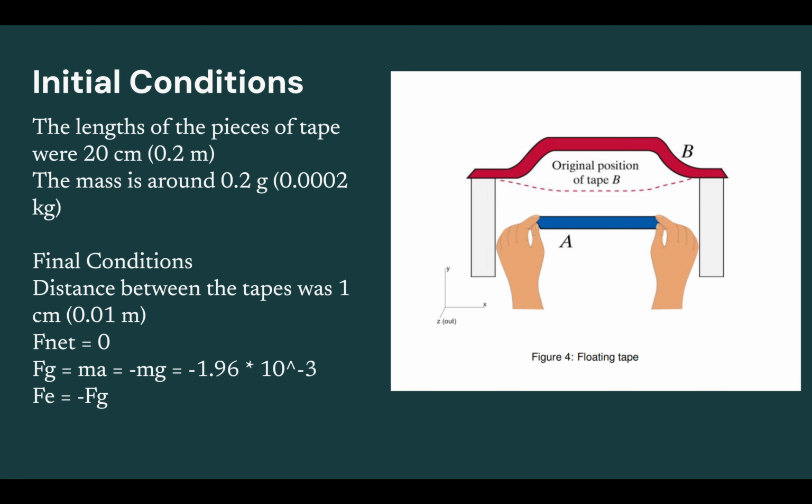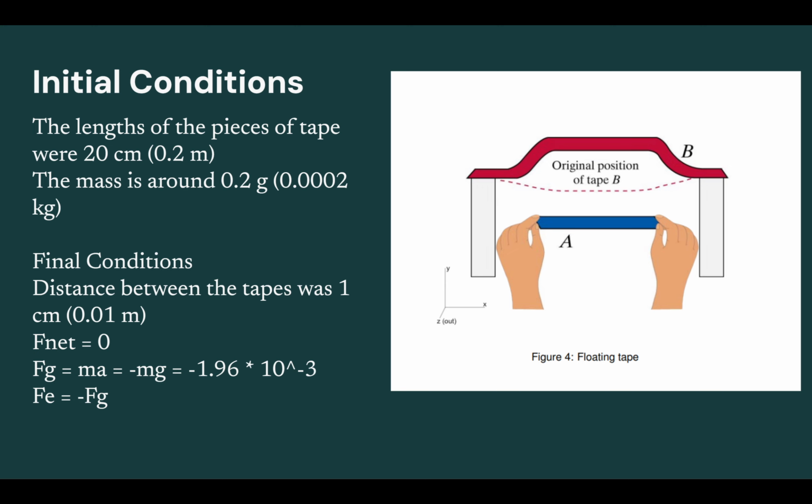Initial conditions. The lengths of the pieces of tape were 20 centimeters, or 0.2 meters. The mass is around 0.2 grams, or 0.0002 kilograms. The final conditions: the distance between the tapes was 1 centimeter.